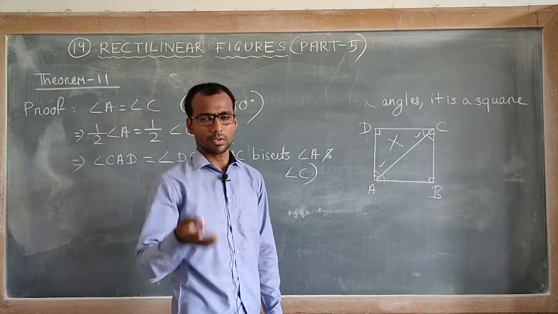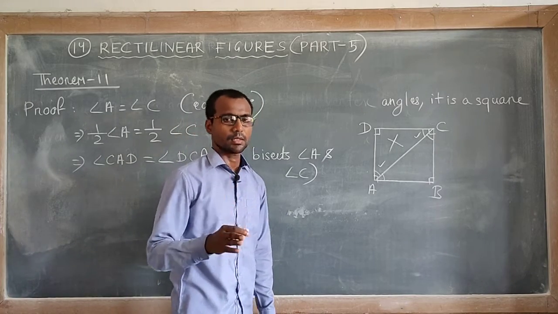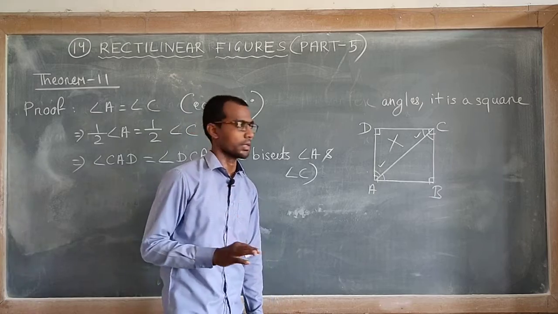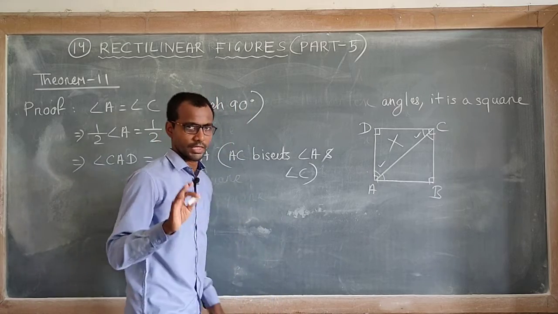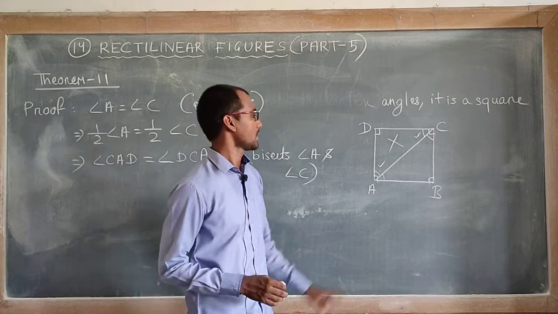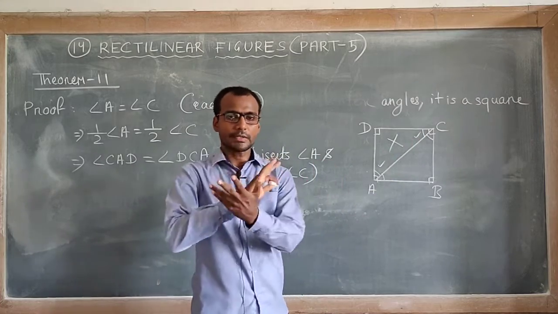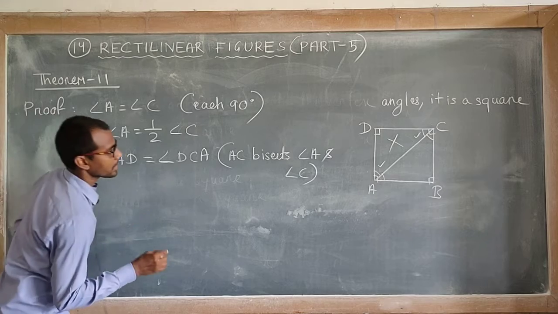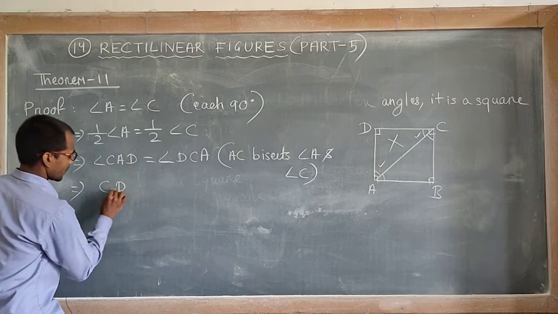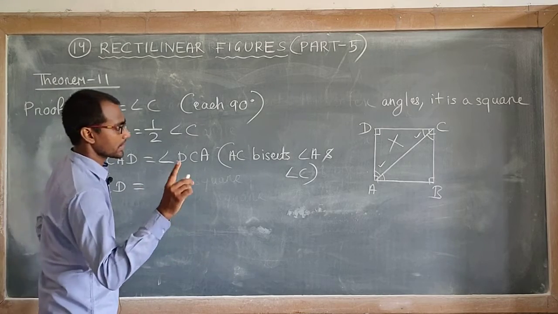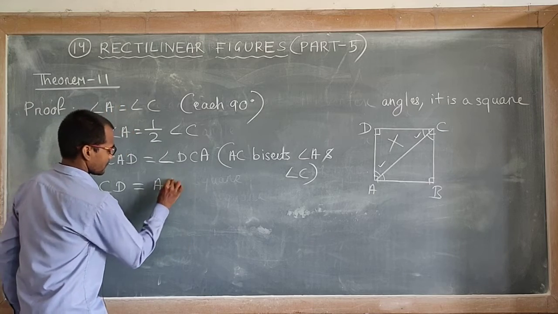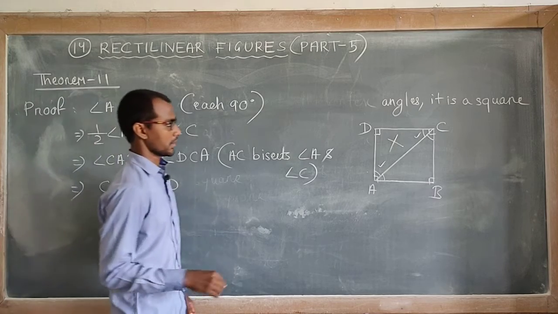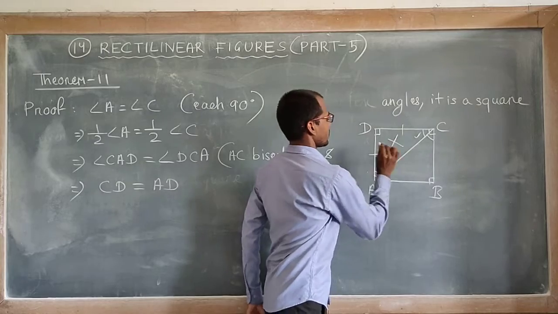You might have studied it in lower class. In this class 9, it is now out of syllabus. Okay, but you have to understand it, so you read the theorem. If two angles are equal, then the opposite sides will be equal. So the side opposite to angle CAD is CD. The side opposite to angle DCA is AD. CD is equal to AD, means this side is equal to this side.